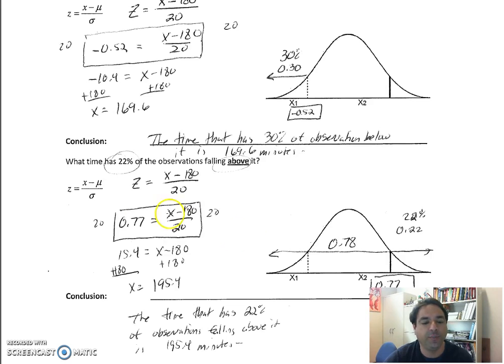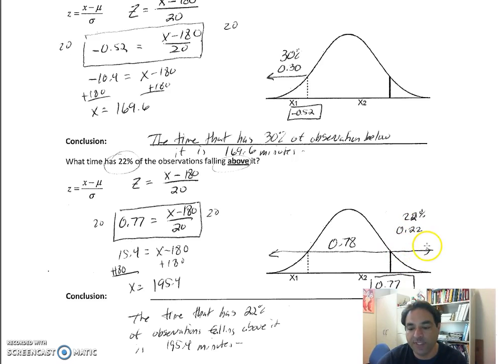What time has 22% of the observations falling above it? Again, we don't know z, we don't know x, but the average is 130 and the standard deviation is 20. Now we're looking for 22% above. In this case, 22% above would be here, which means our z-score has to be positive, but the table never tells us above. The table only tells us below. So if I'm going to use the table, 22% above means it's 78% below, because remember the table always tells us below.